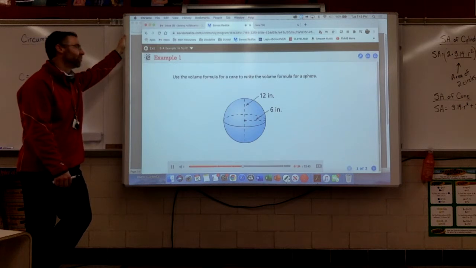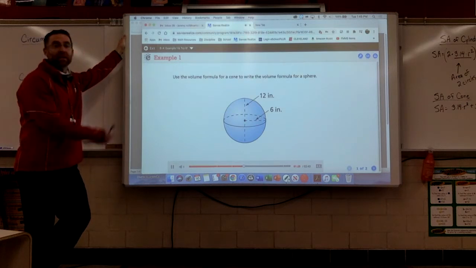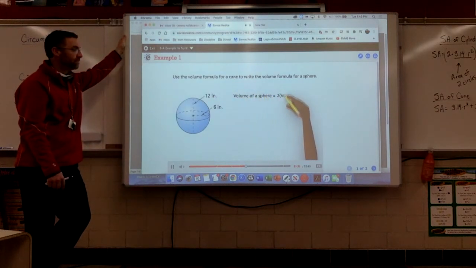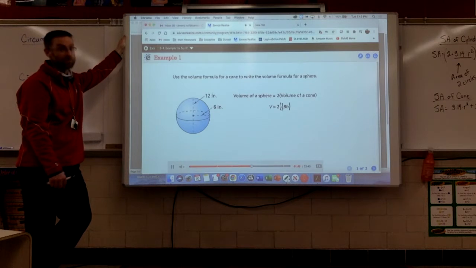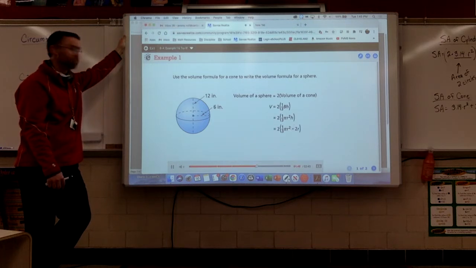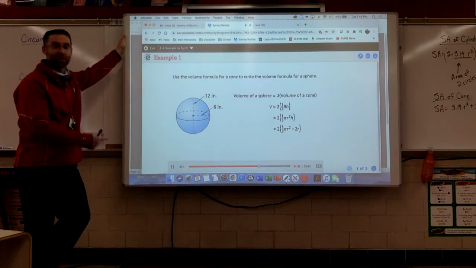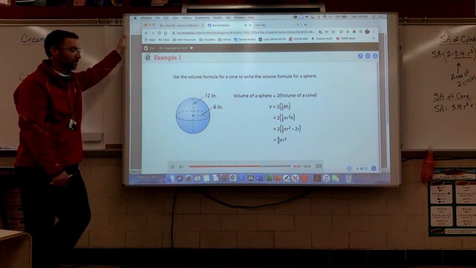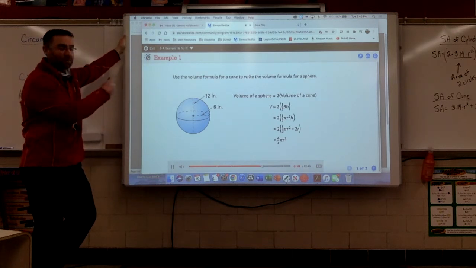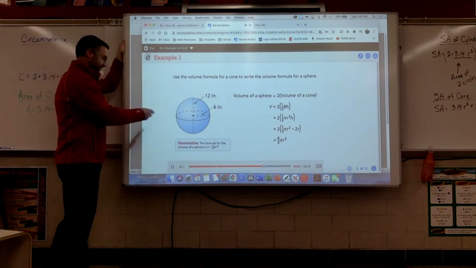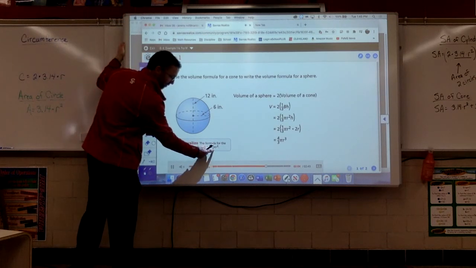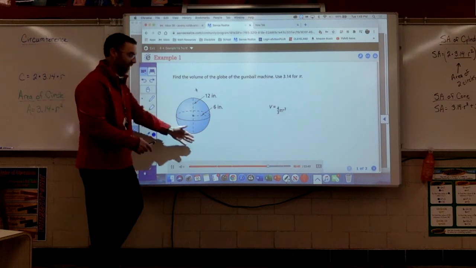Use the volume formula for a cone to write the volume formula for a sphere. This is where it gets fun. Volume of a sphere equals 2 times the volume of a cone. And we know the formula for the volume of a cone is 1/3 the area of the base times the height. The base is a circle, so the area of the base is pi times r squared. The value of h is the diameter of the sphere, or 2 times r. You following this? Multiply and simplify, and we have a formula for the volume of a sphere. Volume is equal to 4/3 times pi times r cubed. That's what we're looking for. Right there. Formula for finding volume of a sphere.